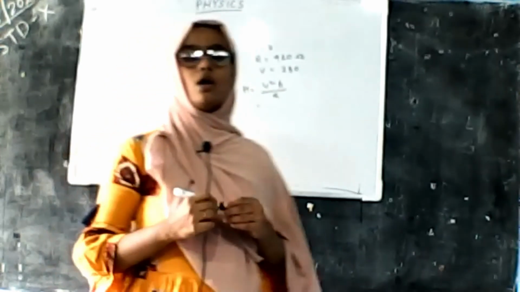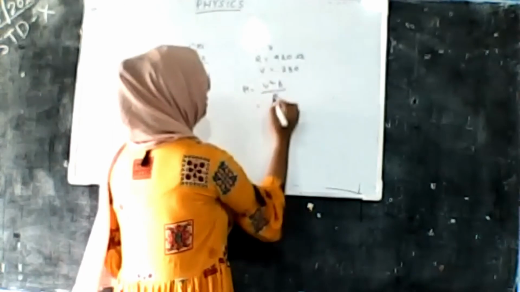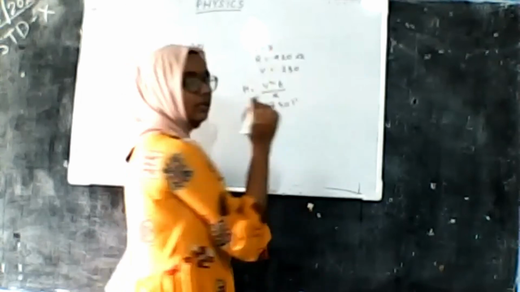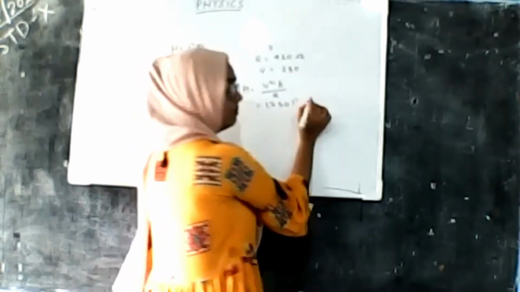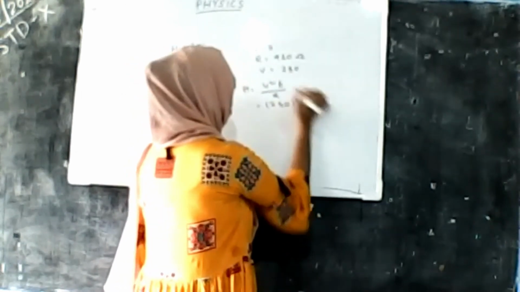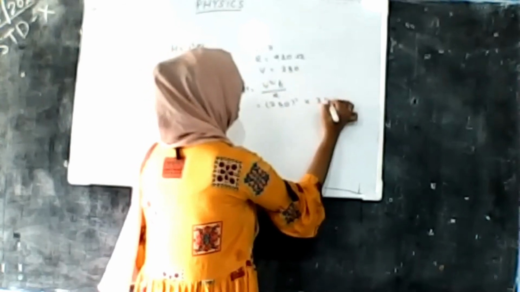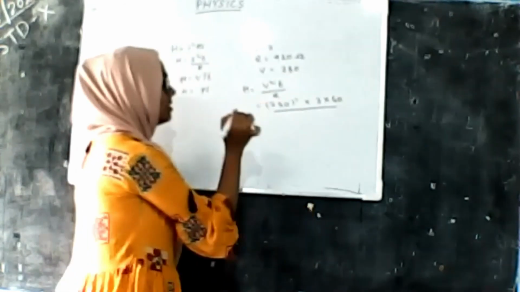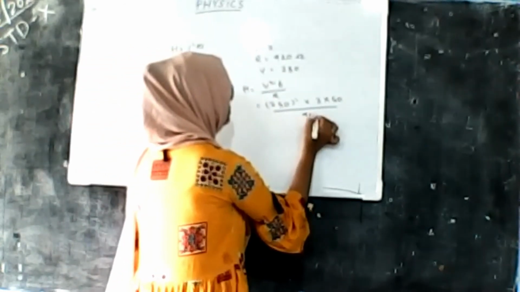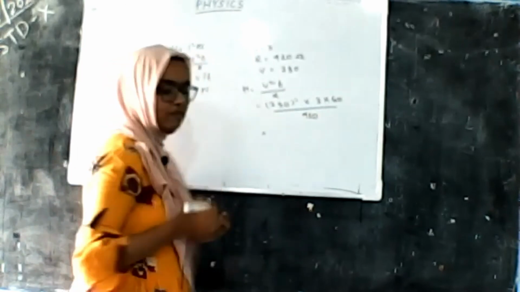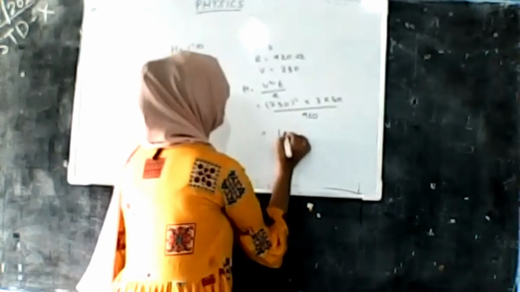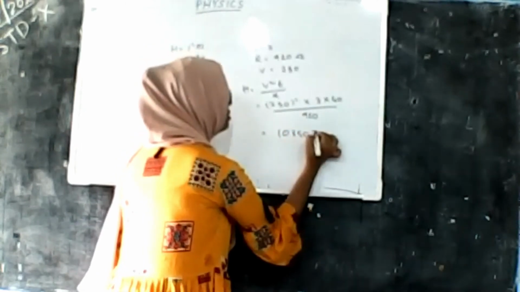So put all of the units into the problem. Here V is equal to 230 and T, in terms of time, is 3 minutes, and it is changed into seconds, 3 into 60, and the resistance is 920. When we calculate this, we get the answer: 10,350 joule.